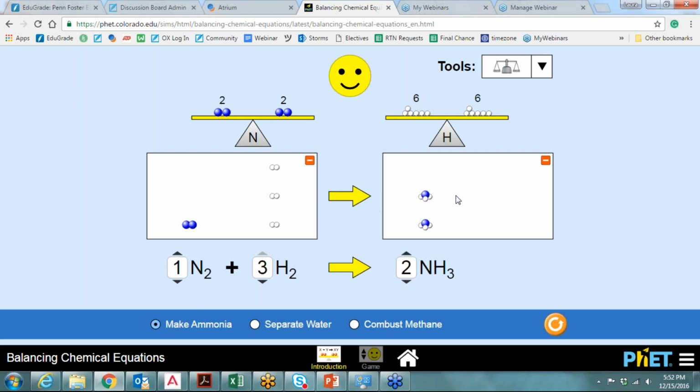Okay, so it took a couple of steps. We had to figure out how to balance one without throwing off the other. But that's what this is all about. You can't have atoms disappear or atoms come out of nowhere. So you need to start with the same number of nitrogens you end with. You need to start with the same number of hydrogens you end with.